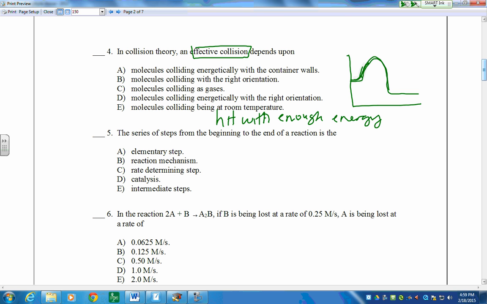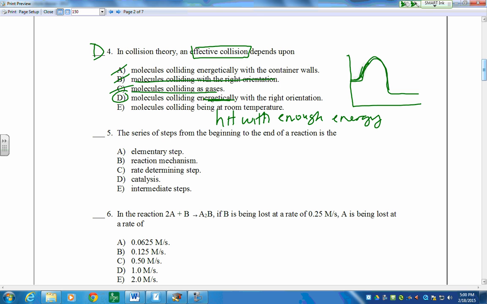And so when you look at this, the best answer is D, that they collide energetically. That means enough energy to get over the activation energy, and they have the right orientation. Now, molecules colliding energetically with the container walls has nothing to do with it. We're talking about how reactants run into each other, their bonds break, and then products are formed. It doesn't have anything to do with the container walls. They do need to collide with the right orientation, but if they have the right orientation and can't get over the hump, it's an ineffective collision.